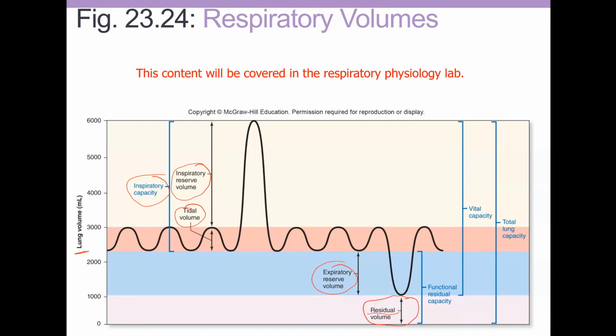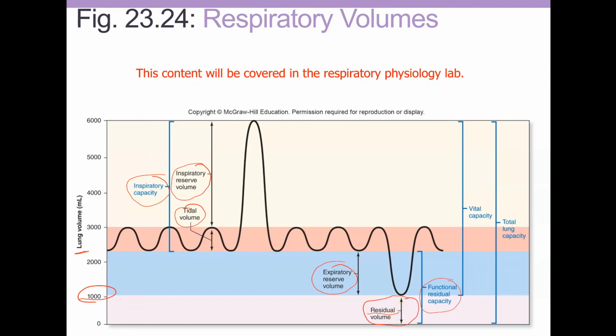That is going to be around 1,000 milliliters of air that stays in your lungs no matter what. You cannot exhale all the air in your lungs. You just can't do it. You would die. You've got to keep some air in there. So that's this residual volume. That is combined with that expiratory reserve volume. That's your functional residual capacity. So beyond a normal breath, what can you bring into your lungs and what can you push out of your lungs and what's got to be left in the lungs.